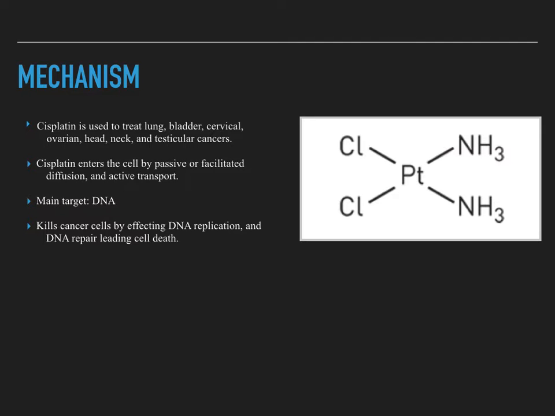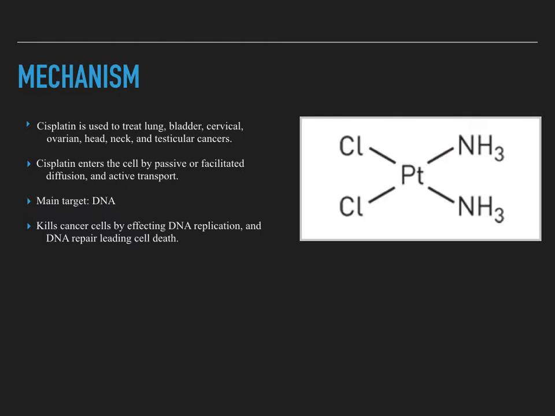arrangement. The ligands are in a cis configuration, which is important for the drug's purpose, and cisplatin is known to enter the cell via passive or facilitative diffusion and active transport. Once cisplatin has entered the cell, its main target is DNA. It affects DNA replication and repair to kill the cancer cells.